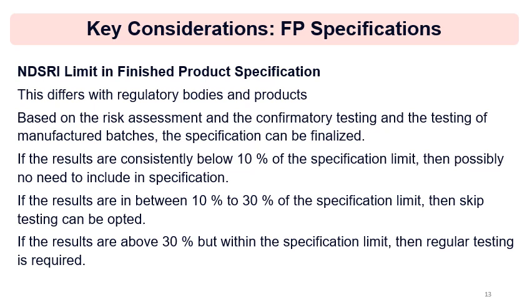So below 10%, then 10 to 30%, and above 30% is the criteria for consideration of the FP specification limit for nitrosamine and NDSRI impurity. For example, if you get the NDSRI impurity at 50% of the AI limit, then you should include the limit in the specification and every batch is required to be tested for that impurity. If you get the results consistently below 10%, then there is no requirement of testing, and that's why there should be no requirement for inclusion of the nitrosamine impurity in the FP specification. So based on the requirement of testing, the FP specification can be done.